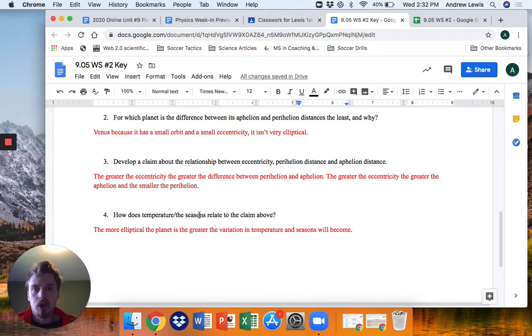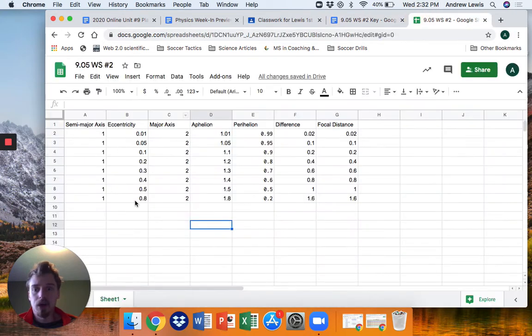So the reason that I said that the more elliptical the planet is, or the greater the eccentricity, the greater the variation in temperature and seasons, is because if we get to the point where we have a very high eccentricity, there's a huge difference between when you are really, really, really close to the sun and when you are really, really far away. All right. So that is going to make a difference between the seasons, and it's going to make a huge difference in terms of what temperature you feel and what the weather is, right?